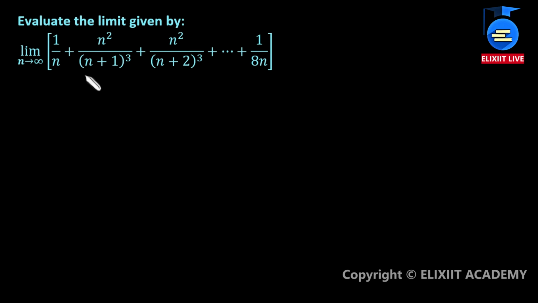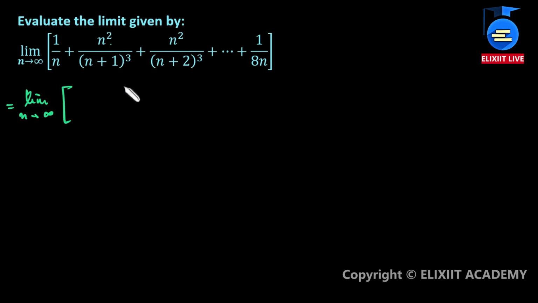Here the first term is 1 by n. How have they adjusted it? The second term is n square by n plus 1 whole cube. The third term is n square upon n plus 2 whole cube, and so on up to 1 by 8n. The idea is very simple. I rewrite this sum, limit n tends to infinity. Just to represent this in terms of sigma, we need to rewrite this. So we have 1 by n over here. This 1 by n has been adjusted over here.